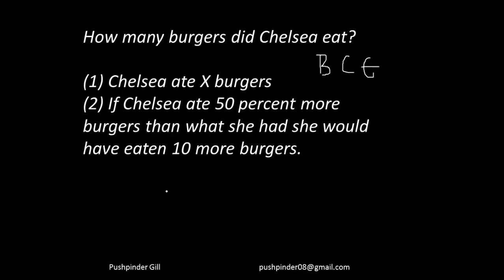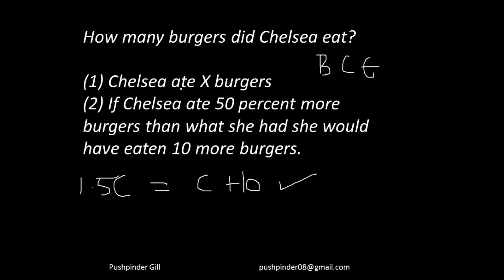Okay, let's look at the second statement now. If Chelsea ate 50% more burgers, she would have eaten 10 more burgers. Let me assume that Chelsea ate C burgers. If Chelsea had eaten 50% more, that means 1.5 C burgers, she would have eaten whatever she ate plus 10 more burgers. Now hold on, you should not be solving this. Is this going to give you the answer? Yes, it will. That means my statement 2 is sufficient.